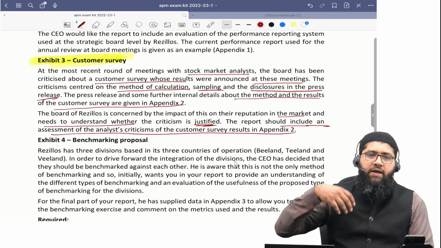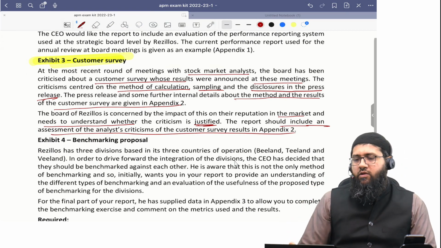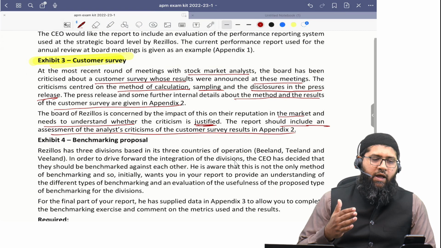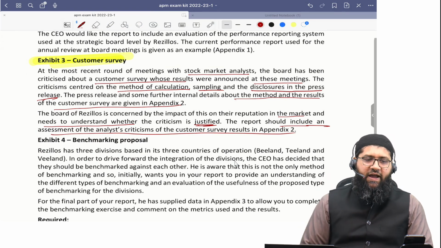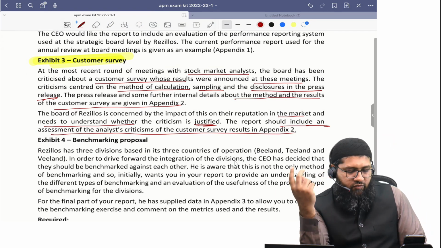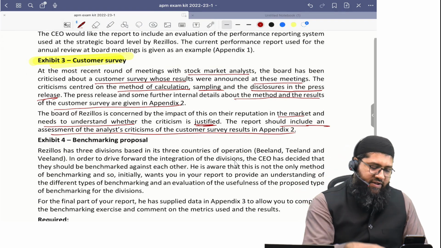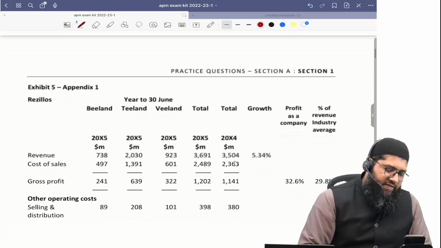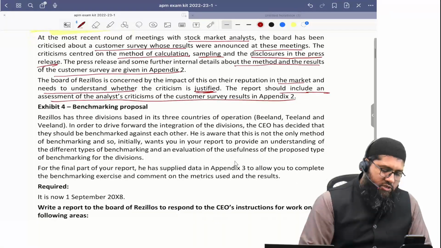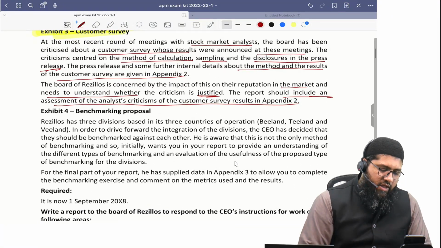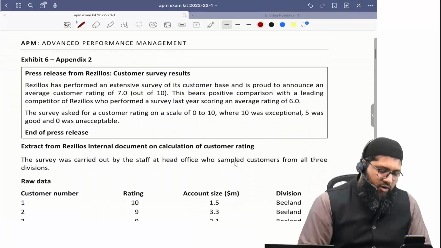So basically, they made a press release, and the press release has been criticized with respect to calculations, with respect to the way the sample has been drawn, with respect to disclosures, etc. So what is it that you have to do? You have to actually comment. You would have to actually explain if the criticism is justified or not.